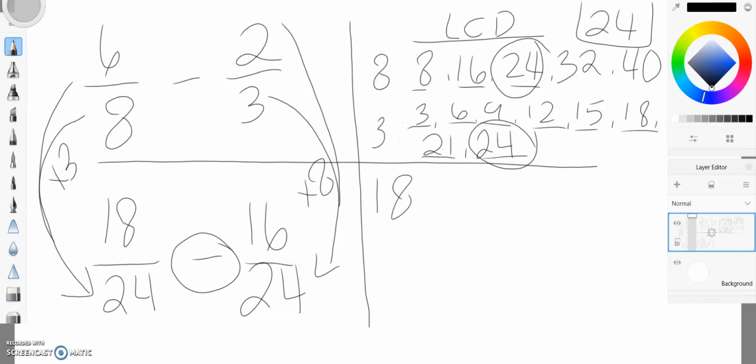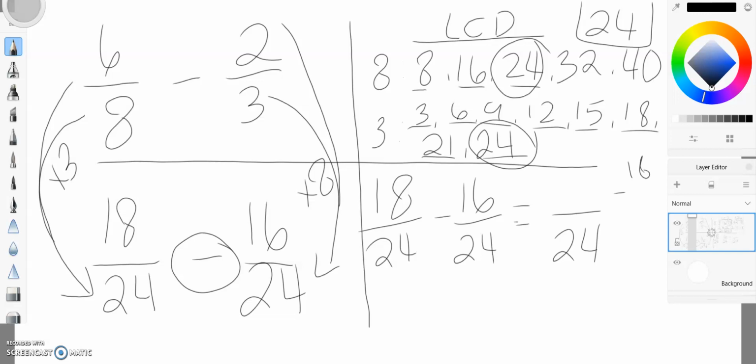All we have to do is rewrite our fractions and do our math. So 18 over 24 minus 16 over 24. Remember, our denominator will stay the same. It will not change. All you have to do is 18 minus 16. That's an 8. That's a 6. So 8 minus 6 is 2, and 1 minus 1 is 0. So 2 over 24 is our answer.